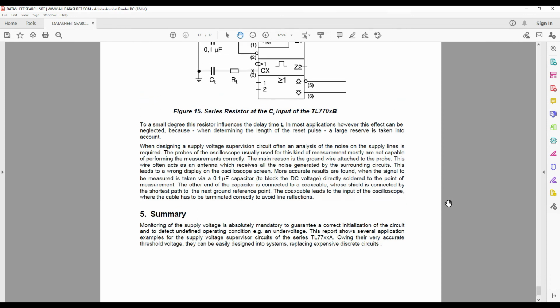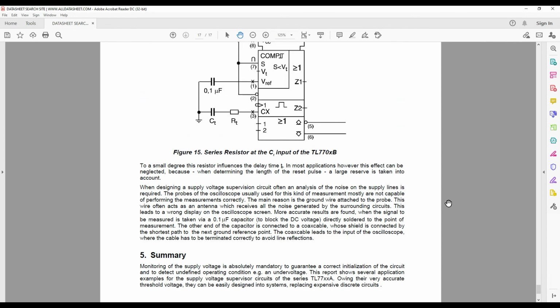To a small degree, the resistor influences the time delay. In most applications, however, this effect can be neglected, because when determining the length of the reset pulse, a large reserve is taken into account.